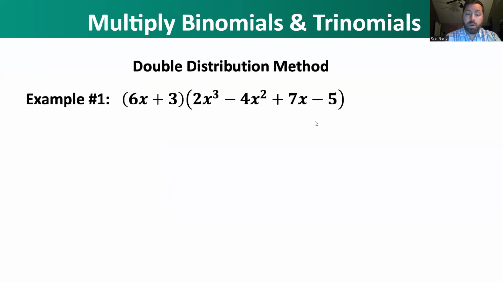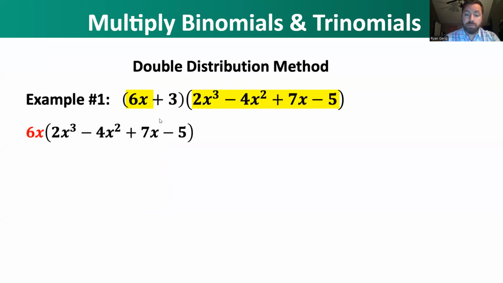All right. Well, really what we're doing is the same thing. We're just doing it twice. So you've got this binomial here and a polynomial here. We're going to take each term in the binomial, so the 6x, times everything in the polynomial, and then we're going to do it again with the 3. So I'm basically making two problems out of this. So this is the double distribution method.